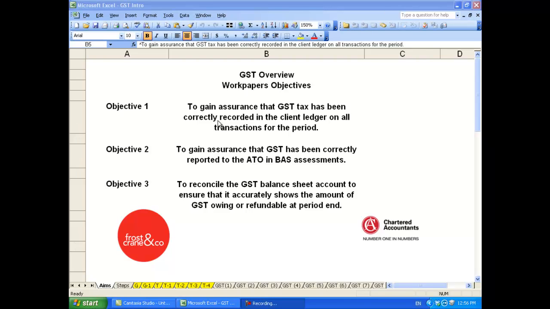GST overview. The work papers have three objectives as you process GST information. The first objective is to gain assurance that GST tax has been correctly recorded in the client ledger on all transactions for the period. The second objective is to gain assurance that GST has been correctly reported to the ATO in BAS assessments. And the third objective is to reconcile the GST balance sheet account to ensure that it accurately shows the amount of GST owing or refundable at period end.